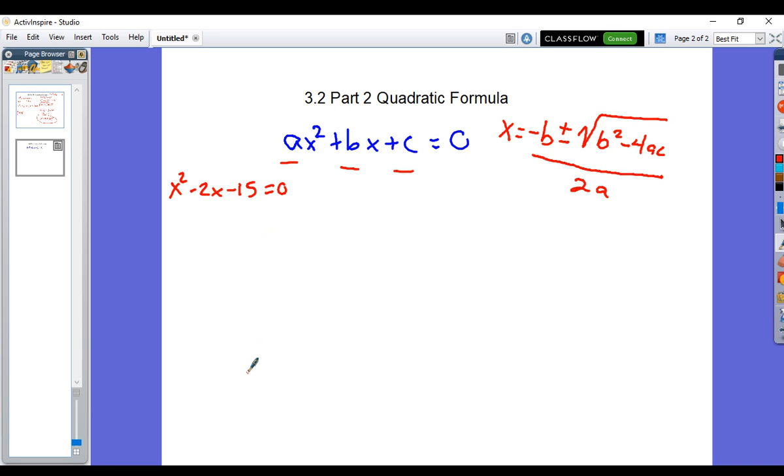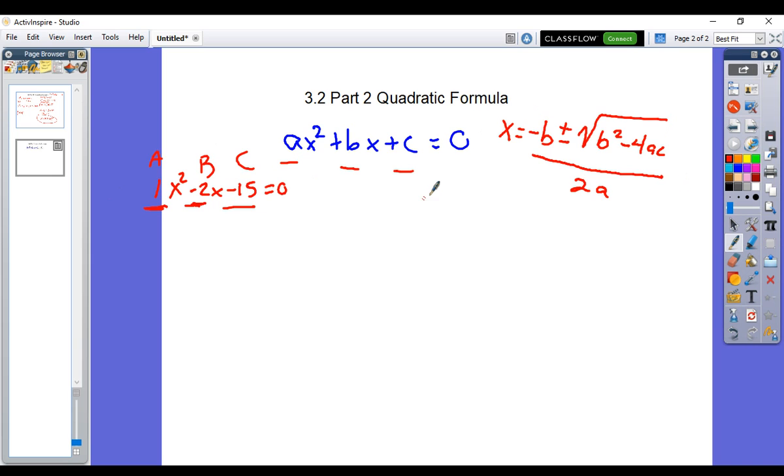All right. Now, what we're going to do then is here's our a. What's in front of the x squared? It's understood 1. So this is our a. In front of the x, this is our b, and we include the sign with it. And this is our c. We're going to plug these variables in here. So, like it says, x equals negative b, so the negative of negative 2, plus or minus the square root of b squared, so negative 2 squared, minus 4 times a, which is 1, times c, which is negative 15.